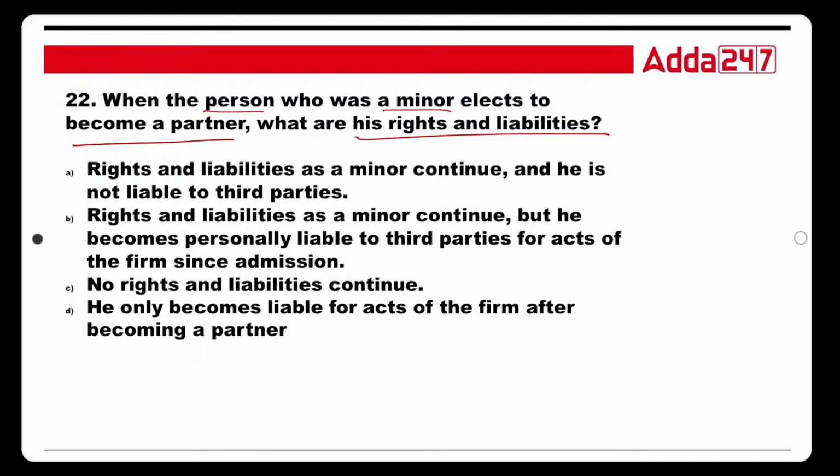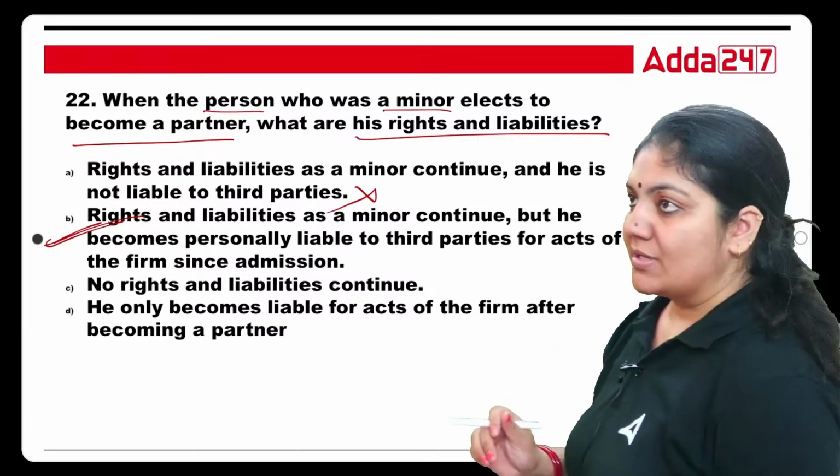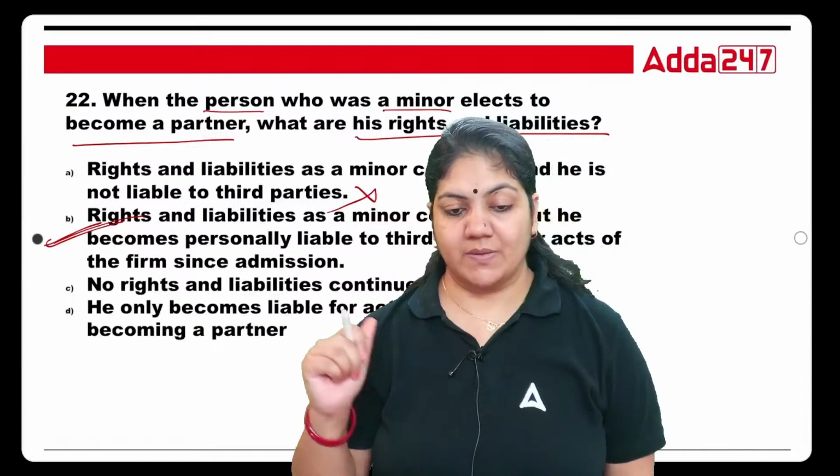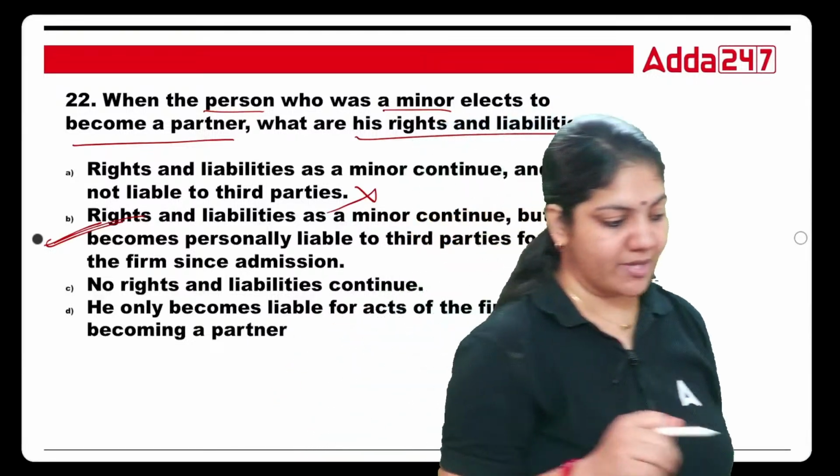This is the wrong one. This is wrong. Rights and liabilities as a minor continue, but he becomes personally liable to the third party for the act since admission. This is the right answer. B is the right answer, since from the admission, the minor, when he becomes a major, can become liable. Okay, next.